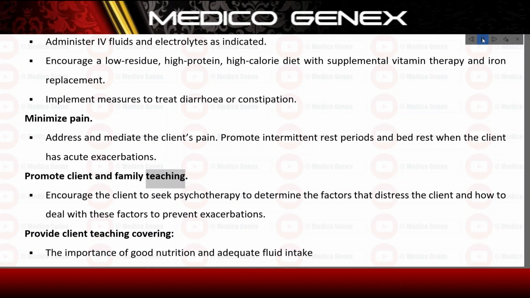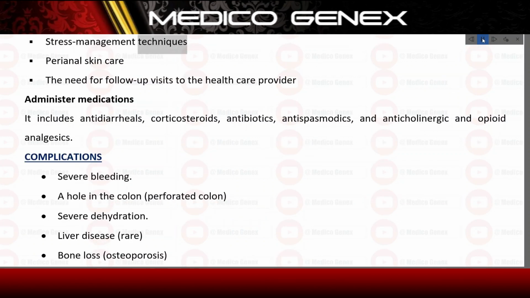Promote client and family teaching. Encourage the client to seek psychotherapy to determine the factors that distress the client and how to deal with these factors to prevent exacerbations. Provide client teaching covering the importance of good nutrition and adequate fluid intake, stress management techniques, perianal skin care, and the need for follow-up visits to the healthcare provider. Administer medications. It includes antidiarrheals, corticosteroids, antibiotics, antispasmodics, and anticholinergic and opioid analgesics.